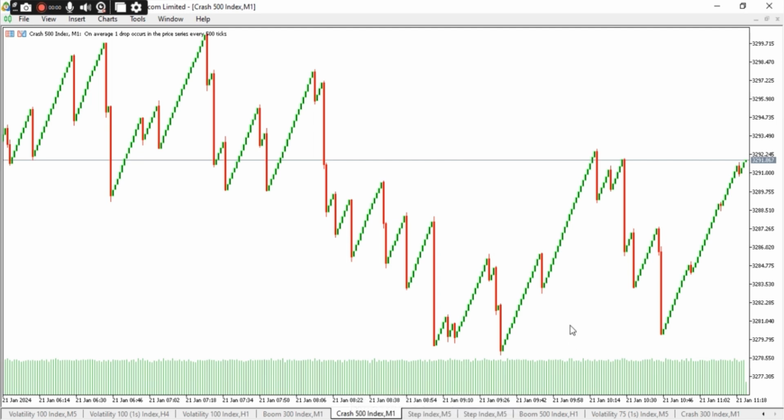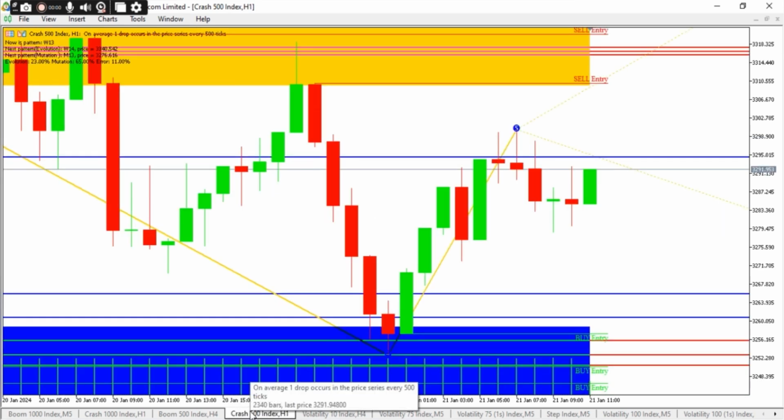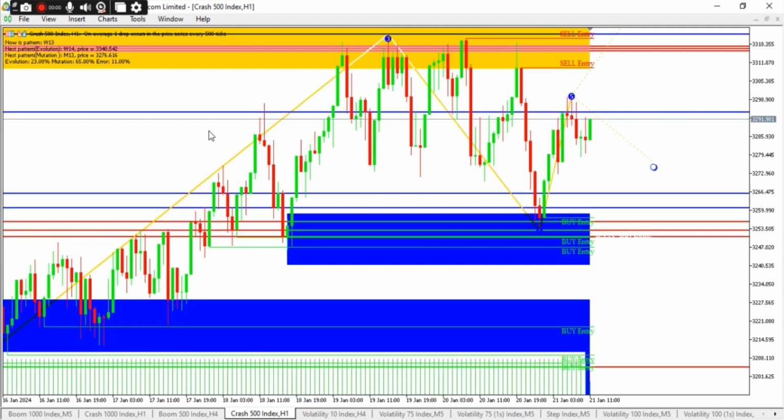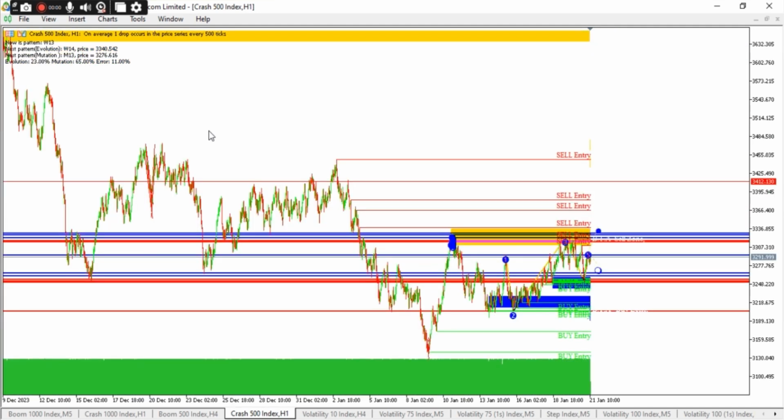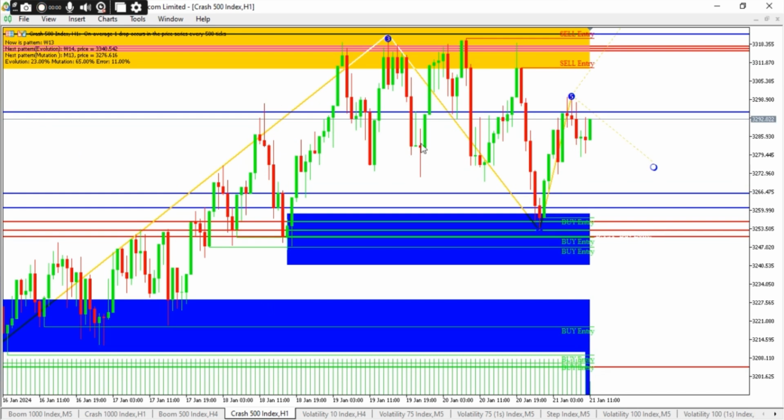Let's check on Crash 500. On Crash 500, let me look for another chart because Crash 500 is buying. But you just use the same concept for analyzing Crash 500 and Crash 300. As you can see, what I told you before, here it touched the sell zone, went back to the sell zone. What happened? It sold. Went back to the sell zone. What happened? It sold. So this is how you just do it, guys.